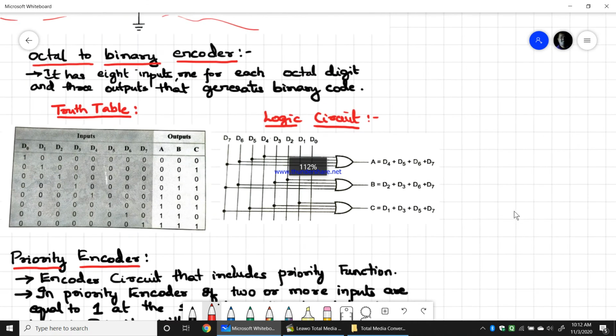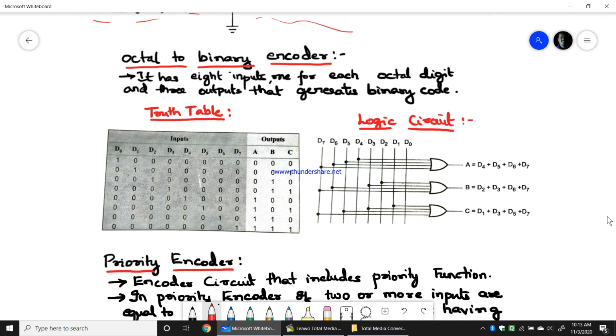Coming to octal to binary encoder. Octal means 8, so you will have values from 0 to 7. Octal range is from 0 to 7. So if you write the truth table for octal to binary encoder, it has 8 inputs, 1 for each octal digit, and 3 outputs that generate the binary code. So 0 to 7 means I need only 3 bit sequence to represent 0 to 7. For 0 I will write 0 0 0, for 1 I will write 0 0 1. Until 7 it is 1 1 1. So 0 1 2 3 4 5 6 7. So I need only 3 bit sequences from 0 to 7.